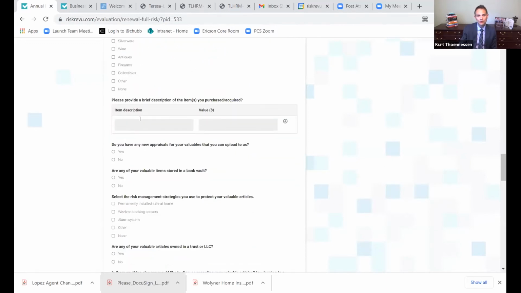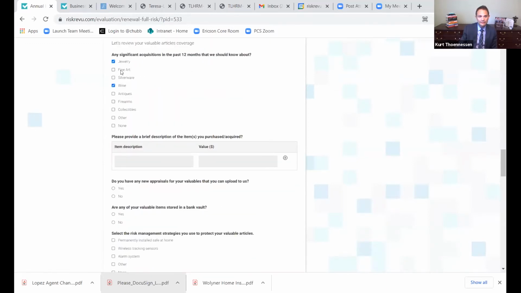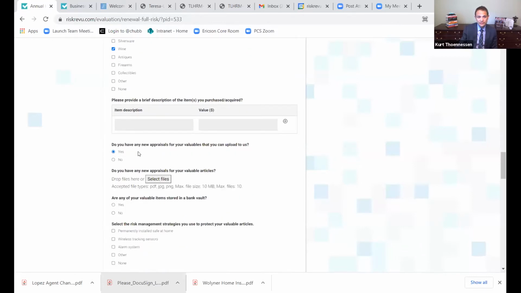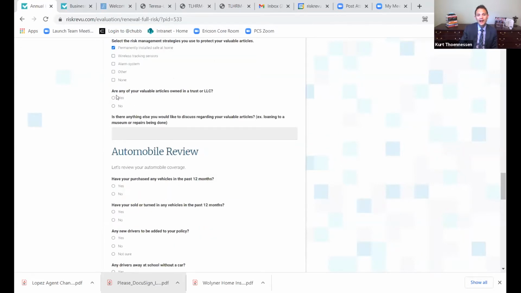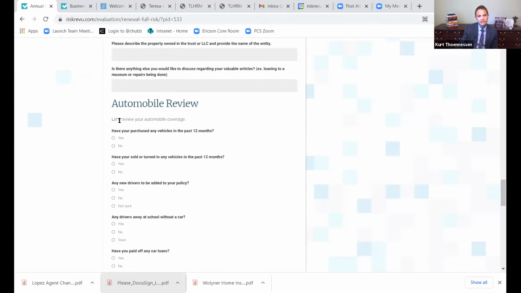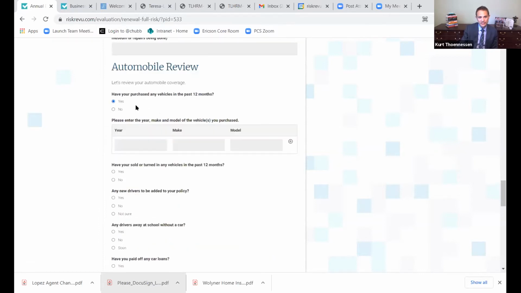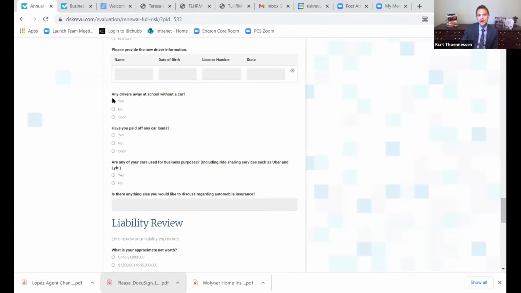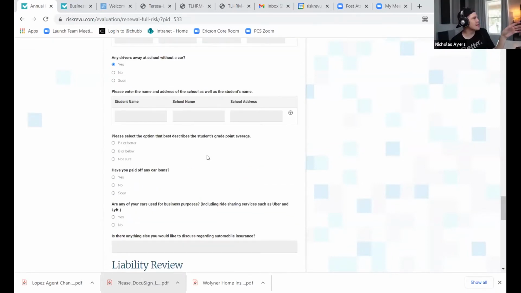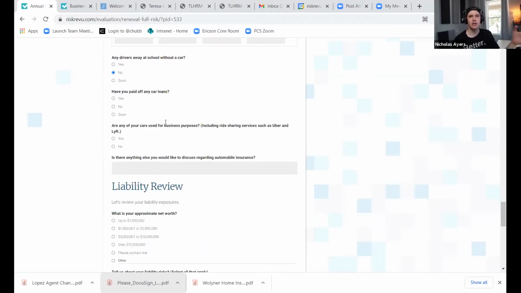Jewelry, tell us about what you've added, wine, fine art. Do you have any appraisals? They can upload appraisals, any valuables stored in a bank. What risk mitigation do you have? Any valuables owned by a trust? And then there's the automobile. Have you purchased anything in the last 12 months? Have you sold any vehicles? Any new drivers? Any drivers away at school? So what's happening is you're selecting yes, and it's populating the information because you said yes. That's what we talk about when we say conditional logic. Exactly. It's asking other questions based on the answers that the person's providing. If they say no, pretty safe to assume those boxes don't show up.